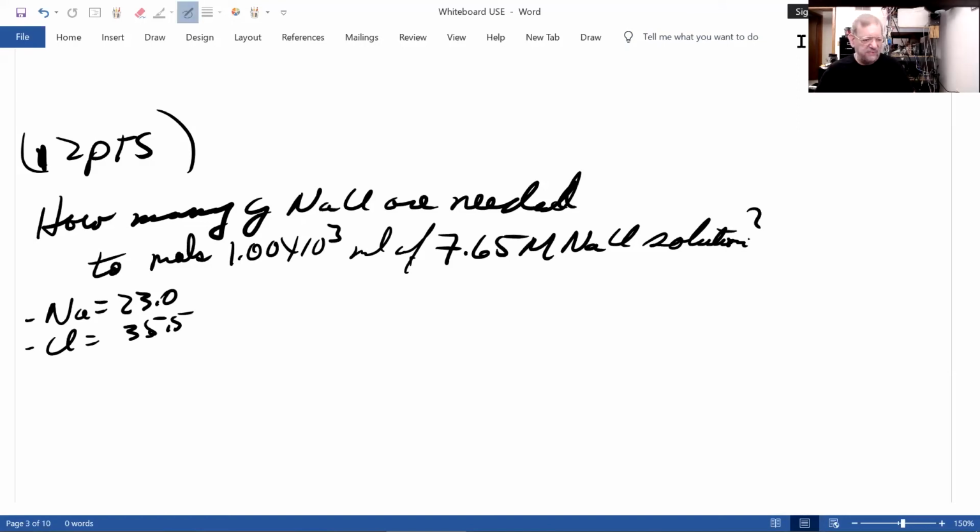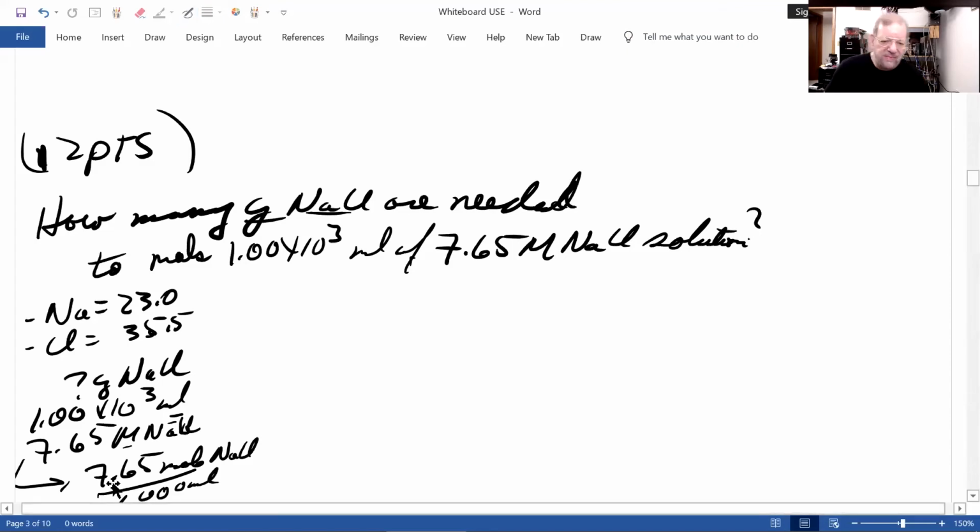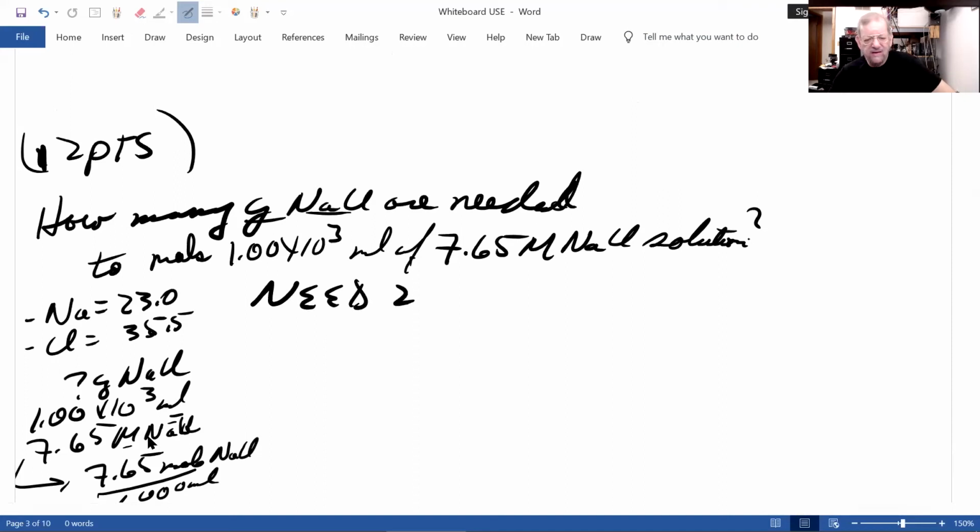What are we being asked to find? How many grams of sodium chloride? What are we given? A volume. Remember, milliliters is a volume. And we're given this number here, 7.65 capital M sodium chloride. And what does it mean? You should know that's moles of sodium chloride per 1,000 milliliters. And now you need two steps. And as I said, it's an important information.